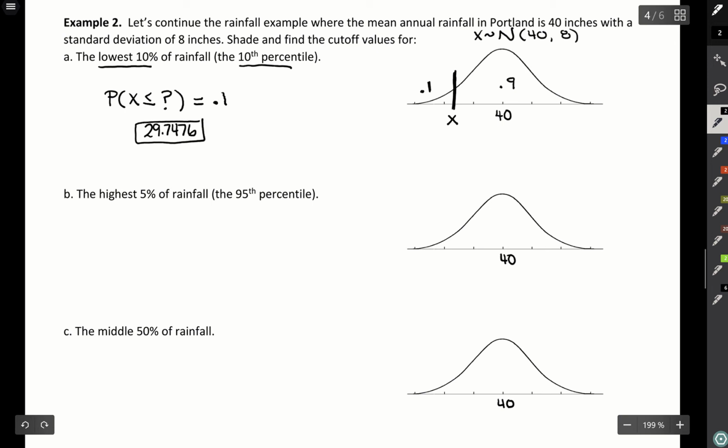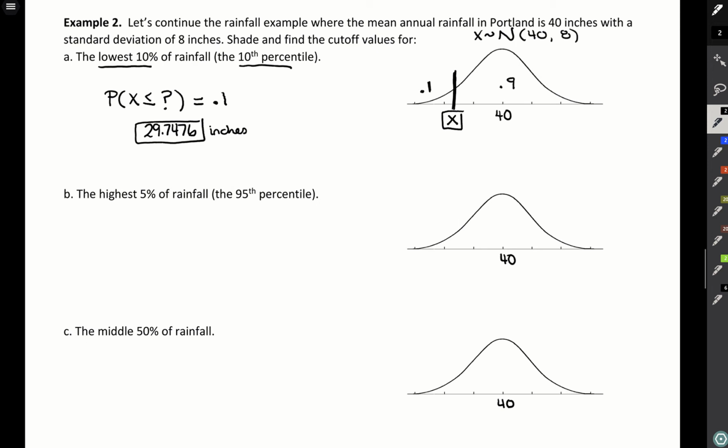That would be the lowest 10% of rainfall is below 29.7476, and we would have units for this. This would be inches of rainfall. So what we did here is now we knew an area, and we could find a number along the number line that cuts off those areas.